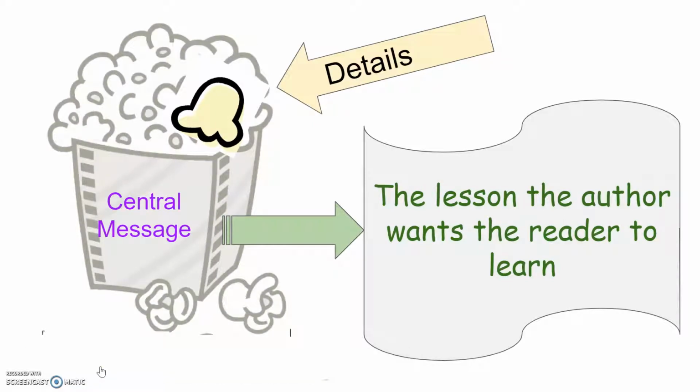So when we look at this picture, it shows you that the little piece of popcorn is a detail. So we find the details in the story to locate the central message. The central message is the lesson the author wants the reader to learn. So at the end of the story, we will have learned a lesson.